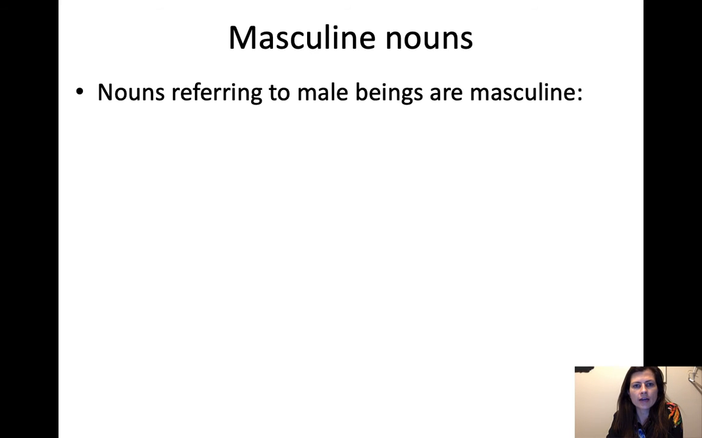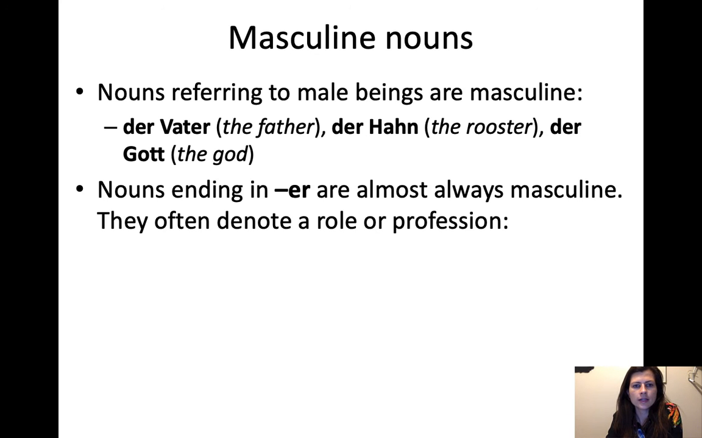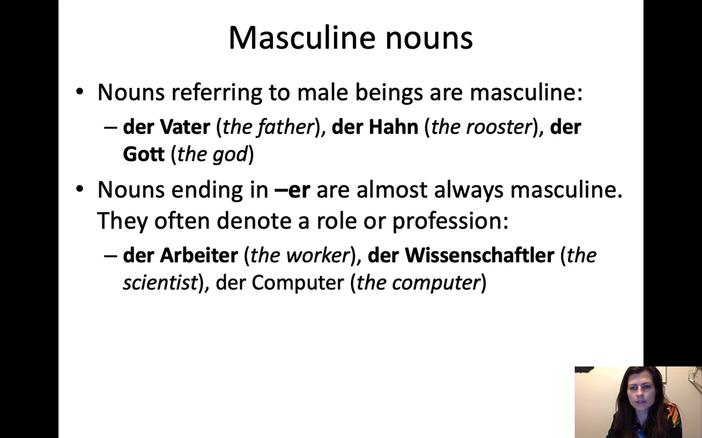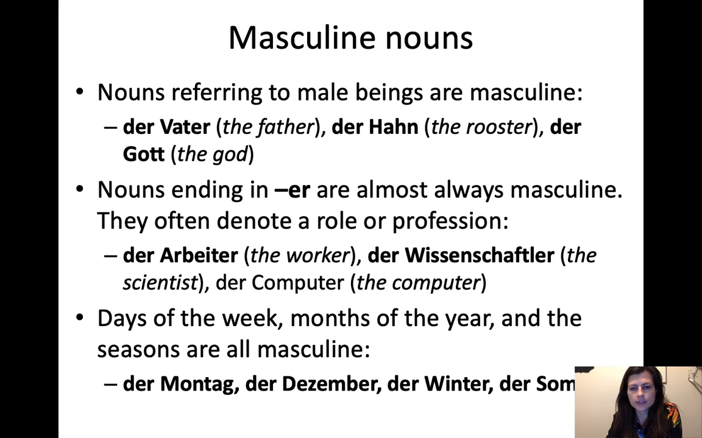So we're just going to review all the masculine. For example, nouns referring to male beings are masculine, der Vater, der Hahn, der Gott, right? And then nouns ending in er are almost always masculine. They denote a role or profession. Der Arbeiter, der Wissenschaftler, der Computer. Days of the week, months of the year, and seasons are all masculine. Der Montag, der Dezember, der Winter, der Sommer.